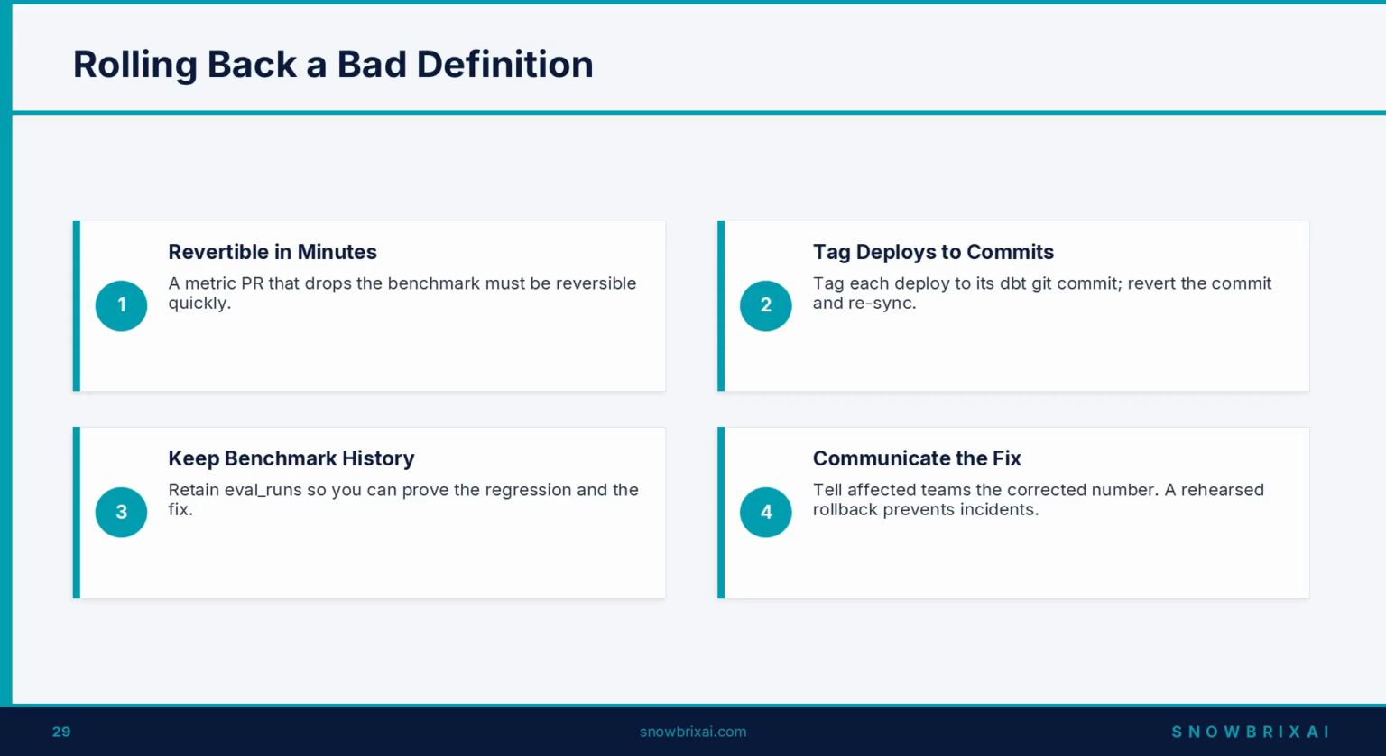And when a definition goes bad, you roll it back fast. A metric pull request that drops the benchmark has to be revertible in minutes. So tag every deploy to its DBT git commit, revert the commit, resync, done. Keep the benchmark history so you can prove both the regression and the fix. Then tell the affected teams the corrected number. A rehearsed rollback is the difference between an incident and a non-event.